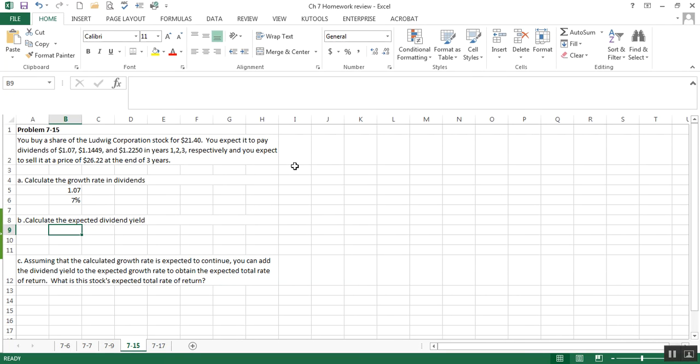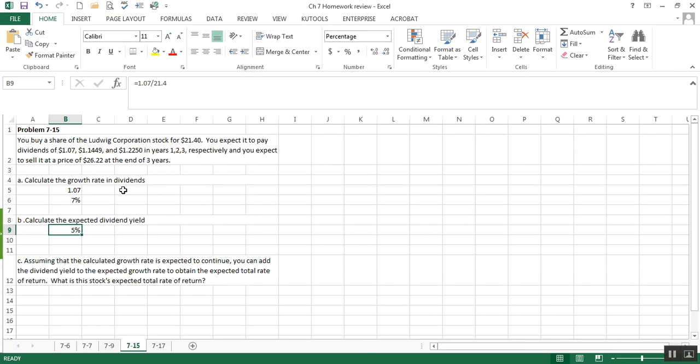Calculate the expected dividend yield. The dividend yield is the percentage of dividends paid out as a percentage of the stock price. So we know that our dividends are 1.07 and our stock price is 21.40. Therefore, our dividend yield is 5%.